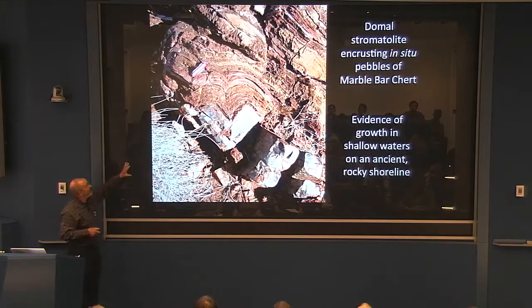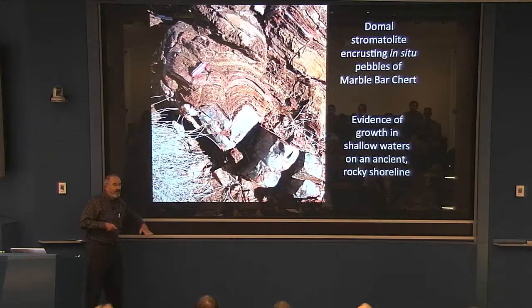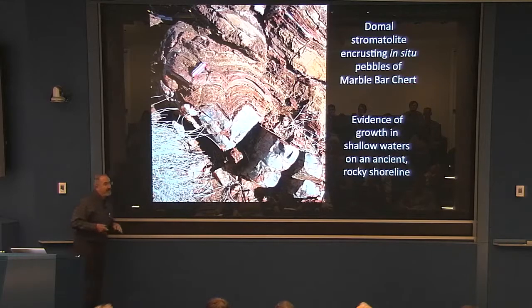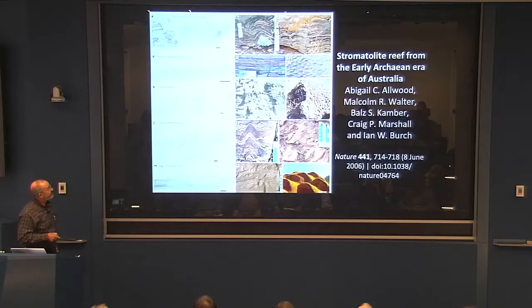Here's another type. This is a domal stromatolite, and it's encrusting a pebble of an older formation. And so it's evidence of the growth of these objects in shallow water on a rocky platform, because we've got the rocks that the stromatolite grew on. And to me, that's also evidence of changes in sea level at that period of time, because the rocks had to be eroded, and then the sea level had to come up, because these things are always deposited underwater.